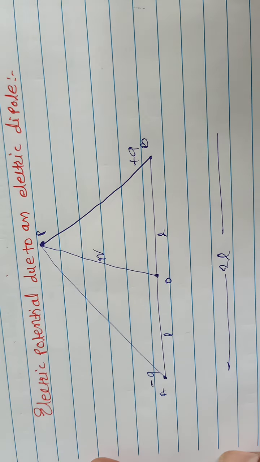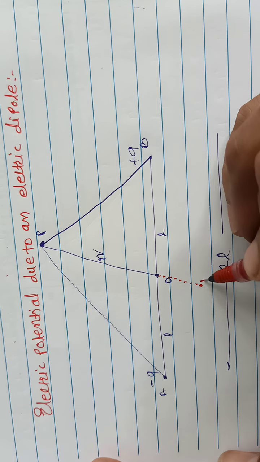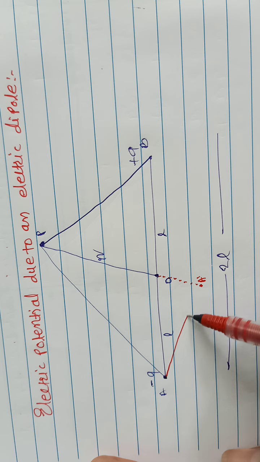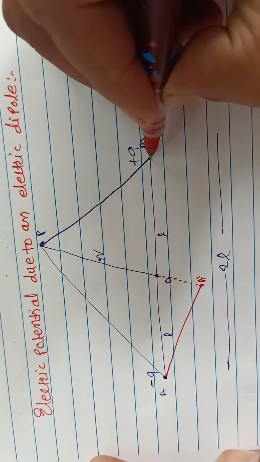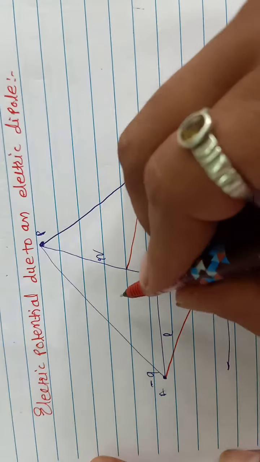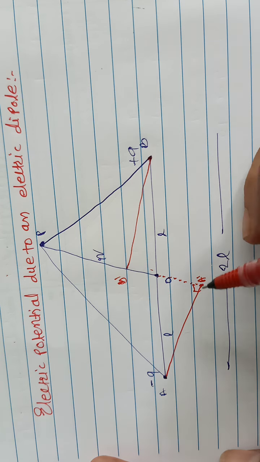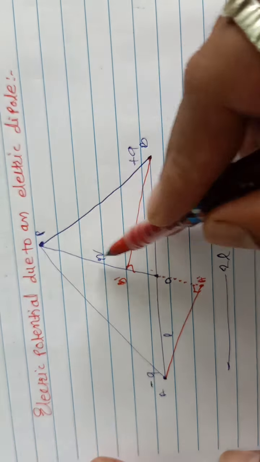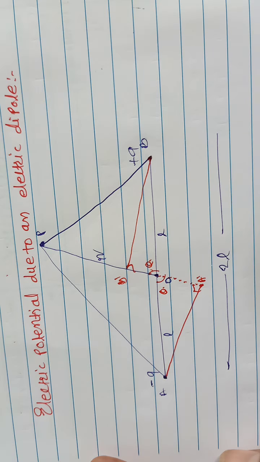Now I am doing a construction: I am extending PO to point A dash, so the line joins A to A dash. I am also drawing a perpendicular line from B towards OP, so I get the point B dash here. The perpendicular gives the 90 degree here. The line joining PO makes the angle theta here, and a similar angle theta is here.